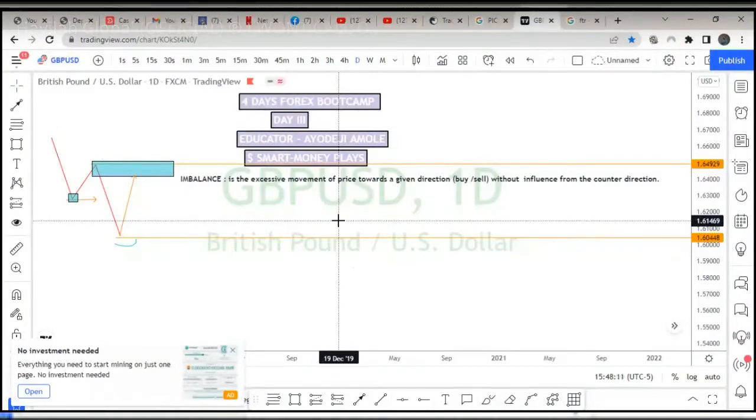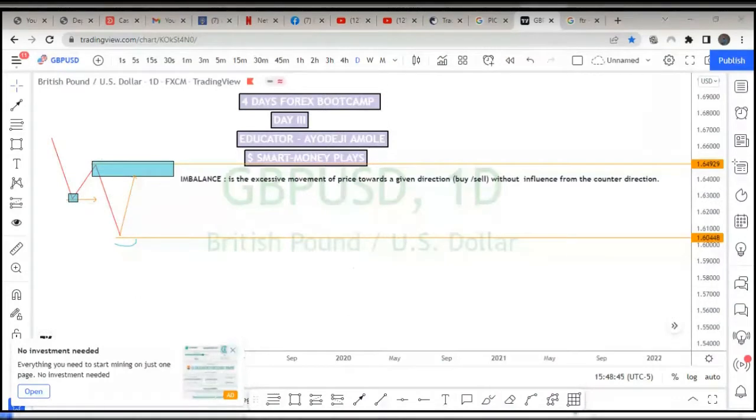Do we understand? This is usually represented by long consecutive buy candles or long consecutive sell candles. It just shows that the influence of the counter direction is so low that you won't even feel it. You won't see it in the chart.